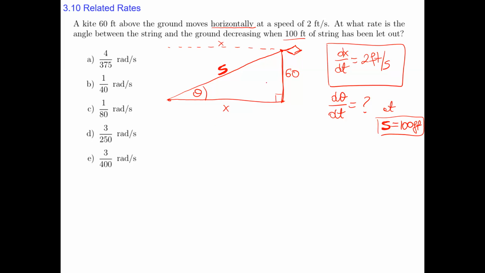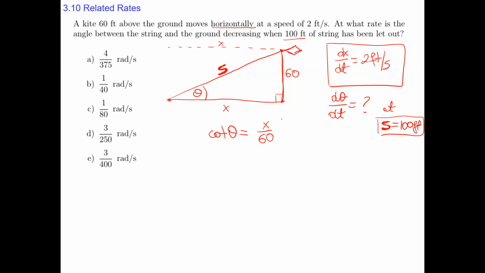That means 60 and x, we may use tangent, cotangent, maybe cotangent. Cotangent theta will be x over 60. I did use cotangent because then I have x on the top. It will be easier for the derivative. Okay, that's the relation.